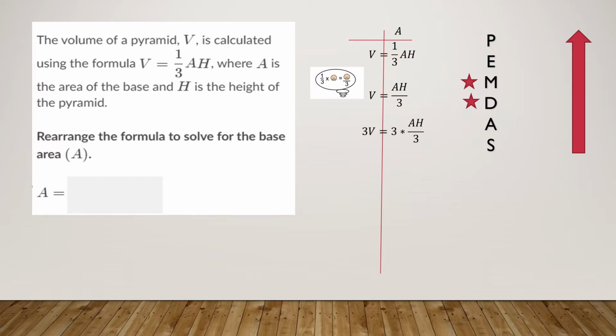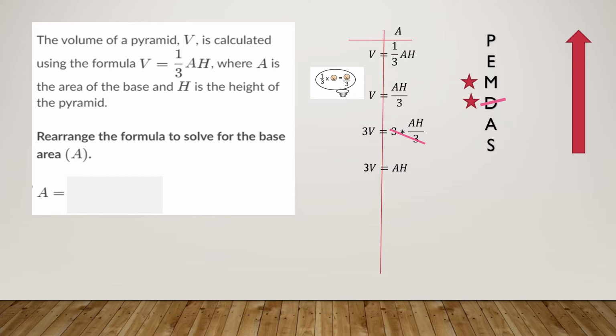So let's go ahead and eliminate that division. Since we're dividing by 3, we're going to multiply by 3, which is the inverse operation, and those are going to divide out. So we've eliminated the division, and now we end up with 3V is equal to AH.